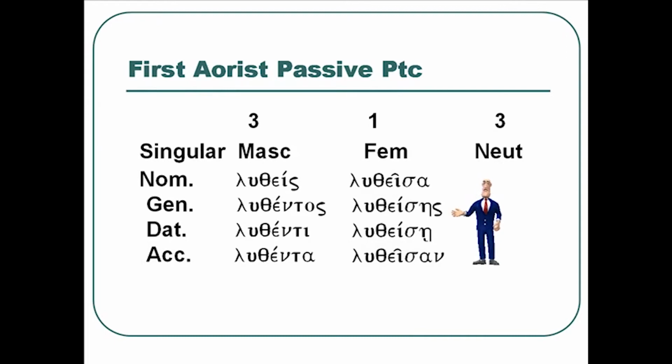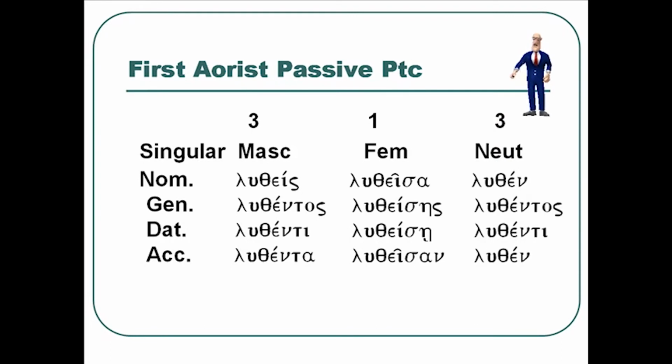The first declension feminine forms are as you'd expect. Lutheisa, lutheises, lutheise, lutheisan. And just the vibration back and forth between the alpha and the eta in the genitive and dative taking the eta forms, as we've seen so many times. In the neuter, it jumps back to the third declension, but again, the nominative form is the tricky one. Luthen, luthentos, luthenti, luthen. Again, the nominative and accusative are exactly the same. That luthen form, a little tricky.